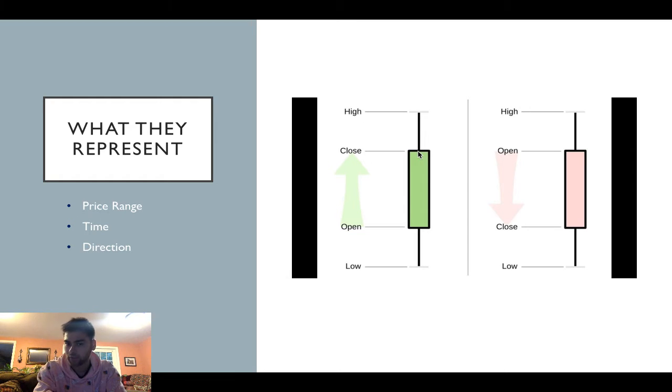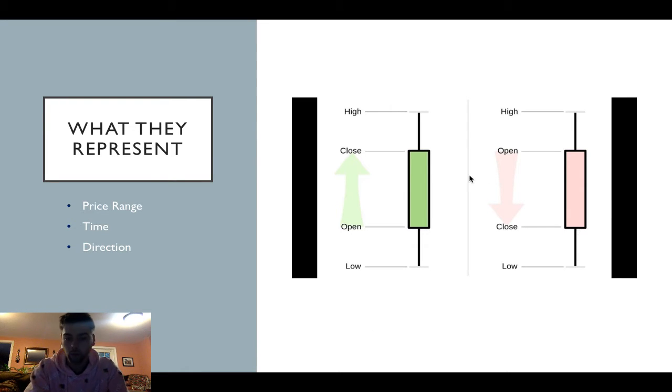Now it's the opposite for a red stick, okay? So we're going to hop right over. A red stick went down, right? So that means the open price is actually going to be the top of the box. And the closing price, the price at the end of that 1 minute time frame, is going to be the bottom of this box.